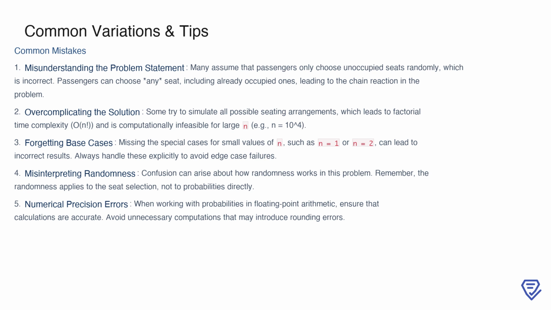Additionally, randomness in this problem is often misinterpreted. The randomness governs the seat selection process, not the probabilities directly, so it's important to distinguish between the two. Lastly, numerical precision errors can arise when working with probabilities in floating-point arithmetic. To avoid these, minimize unnecessary computations that could introduce rounding issues and ensure your calculations remain precise.